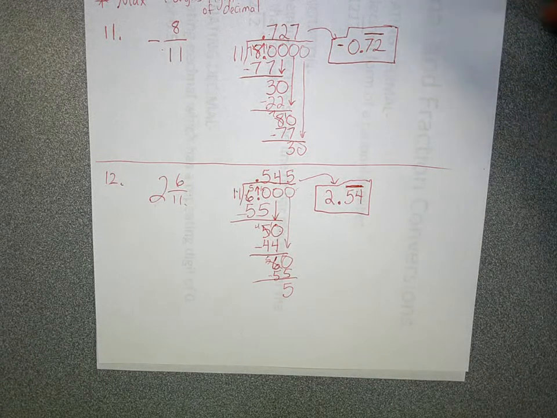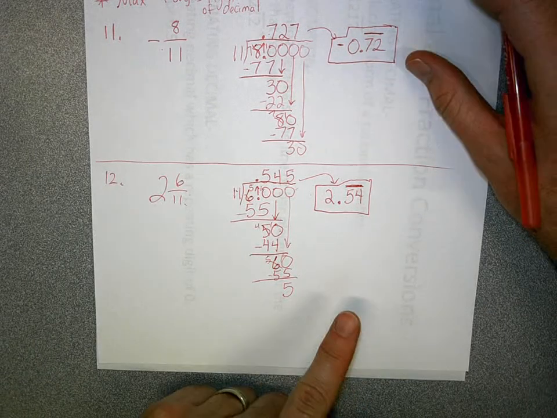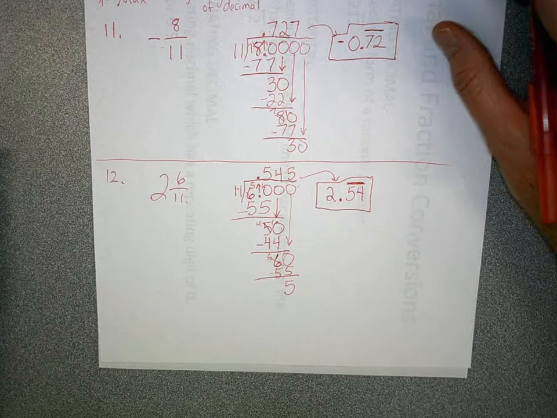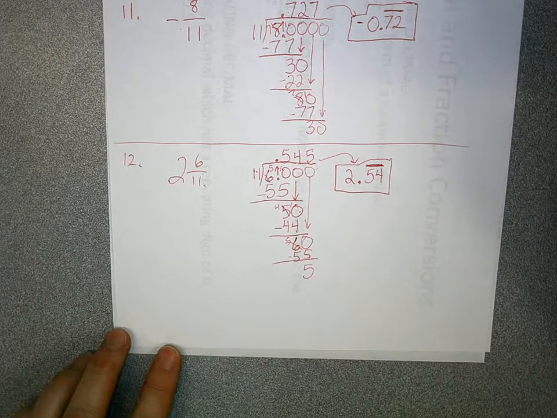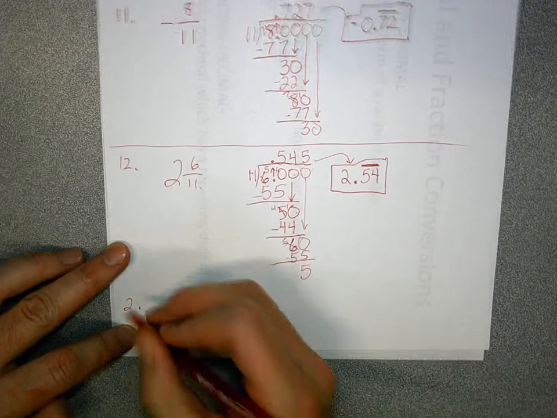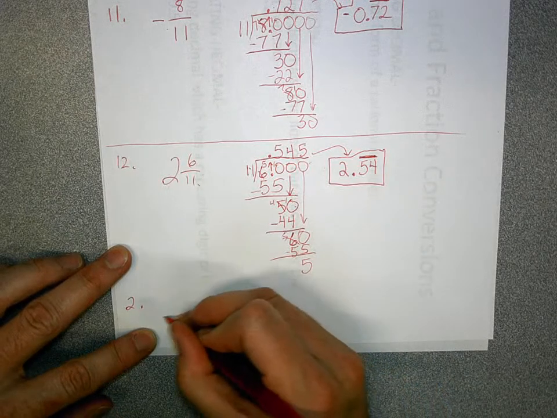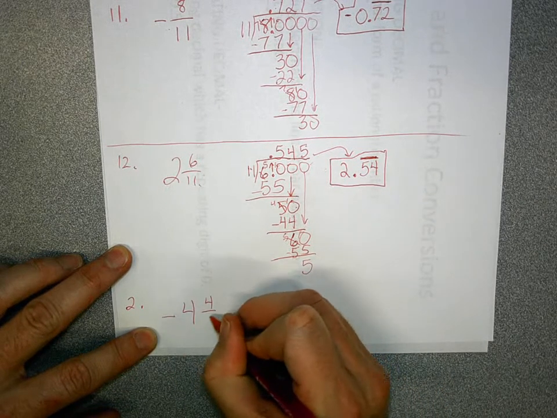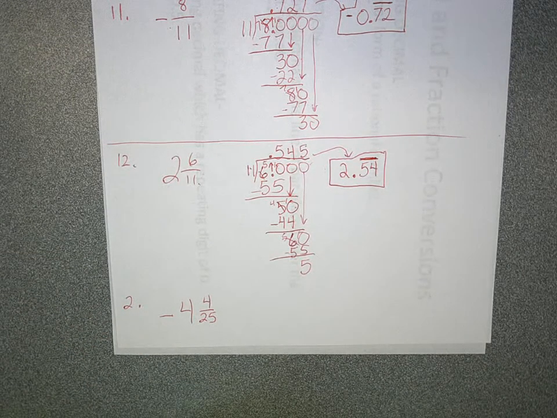All right, questions on that? Make sure you ask your sub. All right, so here we go. I'm going to have you try out problem number 2. Problem number 2, guys, in your book, of course, is -4 and 4/25. Go ahead and convert that to a decimal. I'll give you about a minute and a half. All right, go.